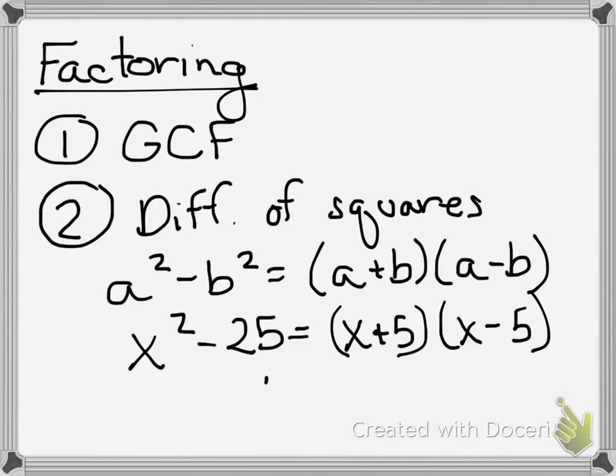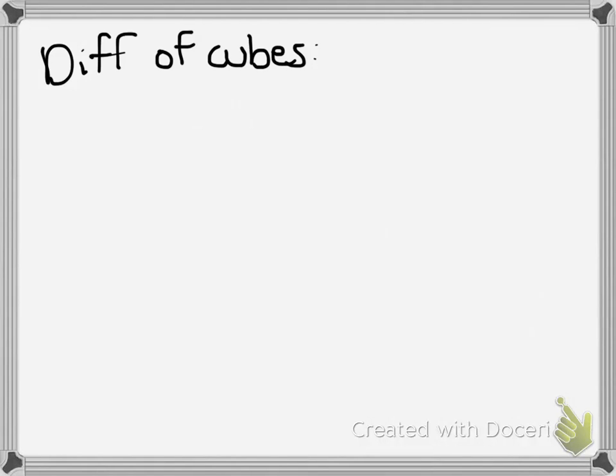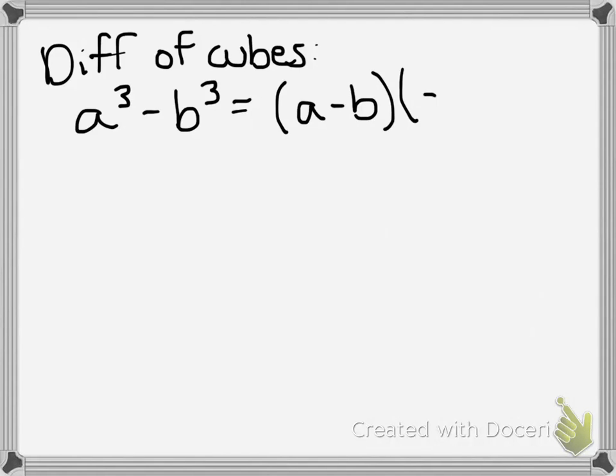Okay, the next thing you could look for would be sum and difference of cubes. Now, I don't expect that you remember these formulas, but it's good that they're back in your brain and you memorize them for this unit. So if you have two powers that are both perfect cubes and there's a subtraction sign in between, that's always going to factor to a minus b times a squared plus ab plus b squared.